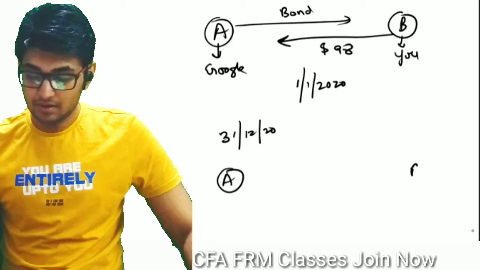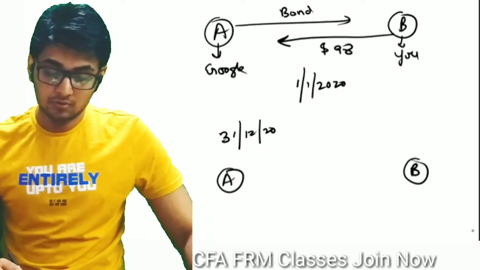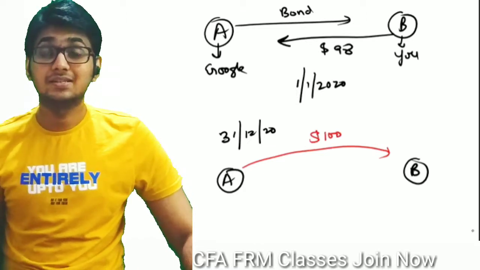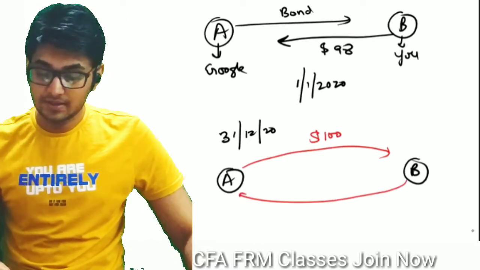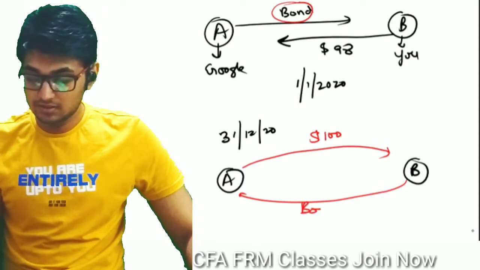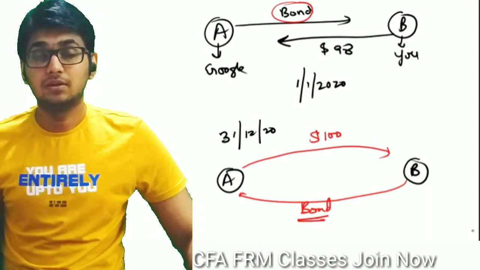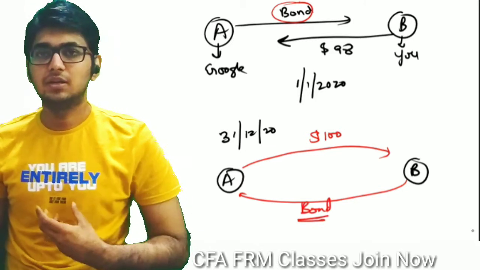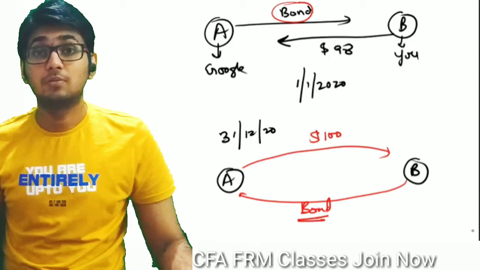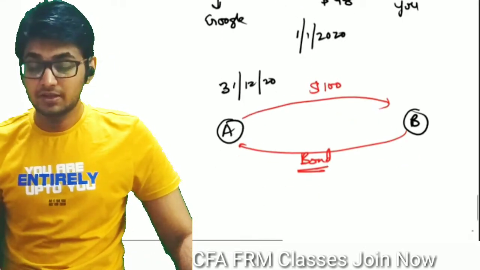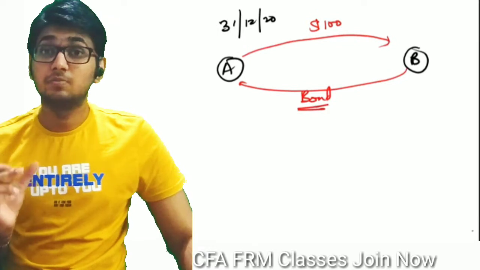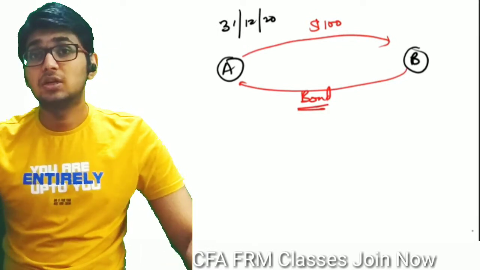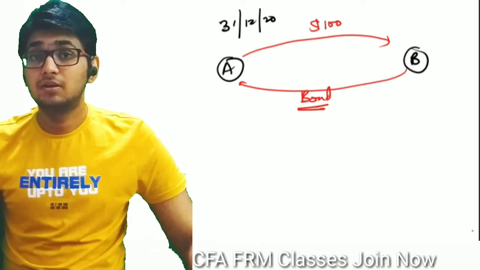A and B. Now A is going to return $100, and this $100 is pre-decided. And what will B give? That bond paper which was issued by A to B. Now B will return the bond paper. Okay, take your bond paper which you have given to me earlier and give me my money which you have promised to give. Means what? The future value. The promised payment, the principal amount, is fixed in case of our bond. The future amount is fixed in case of our bond.